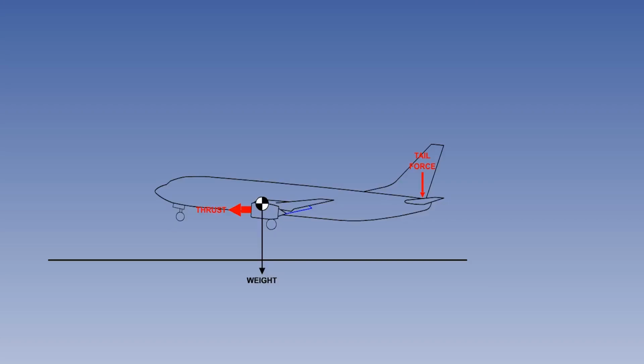You must keep your aircraft CG within the forward and aft limits at all times during the flight.